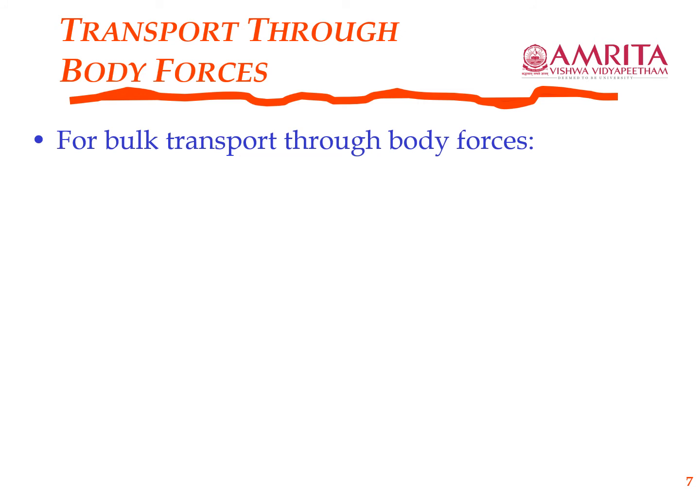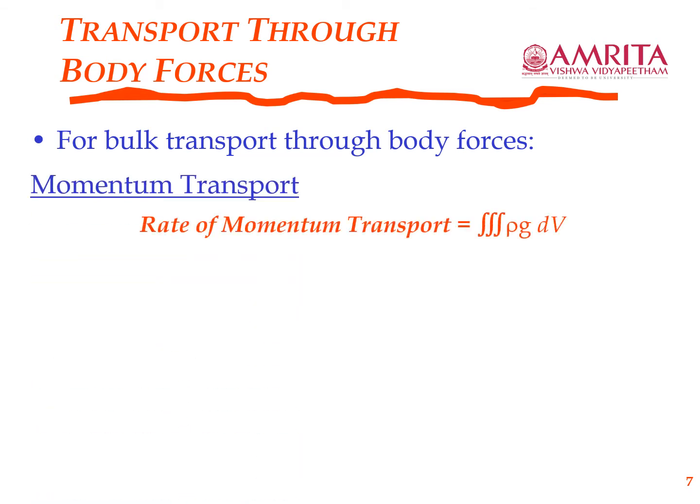When you have bulk transport through body forces, this is due to gravity. For example, for momentum transport, you integrate over the entire volume. So the entire body feels the gravitational force. So the force per unit volume is simply rho into g, and you integrate over the entire volume, and therefore that's a triple integral. That is the net bulk force that the body is experiencing.